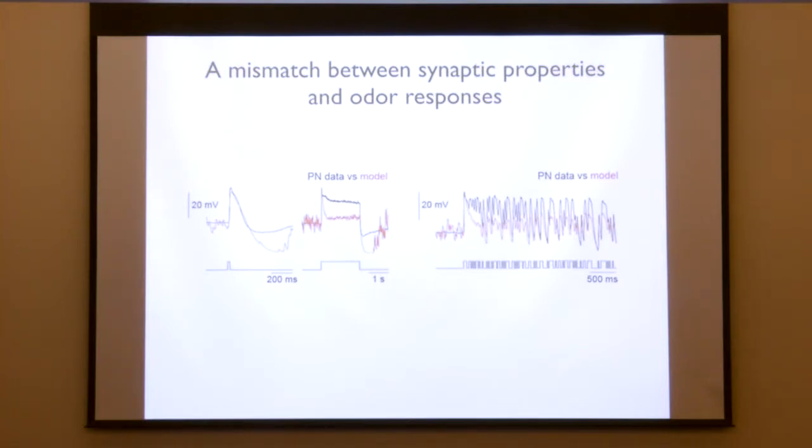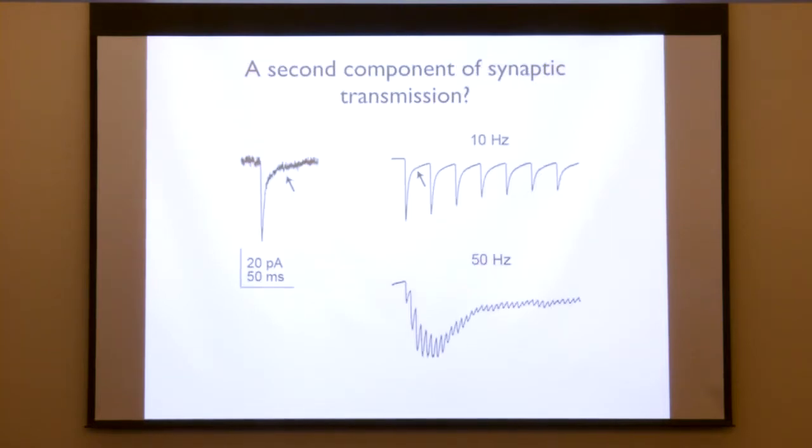So we scratched our heads about this for a long time, a really long time, before we could figure out what was going on. Then we went back and looked a little bit more closely at our synaptic recordings. What we noticed is that there's actually a second component to synaptic transmission, which we'd kind of ignored because it was small and not very prominent.